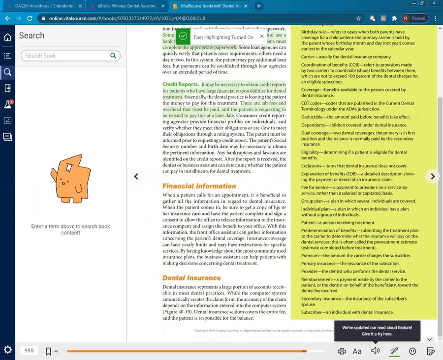We also have to have them sign and complete a consent to allow the office to release information to the insurance company and assign the benefit to your office. Sometimes if a patient has been office hopping, when you call, they'll say, oh, they're already assigned to another practice. So then you have to call and get that released. It's a real pain. Not all insurance companies are like that, but some of them are.